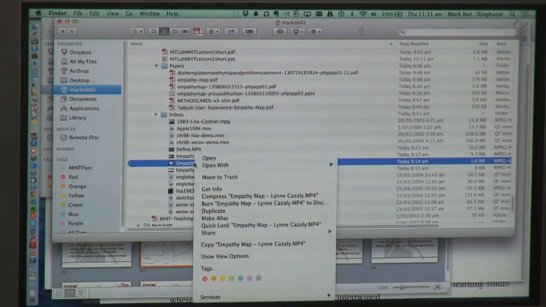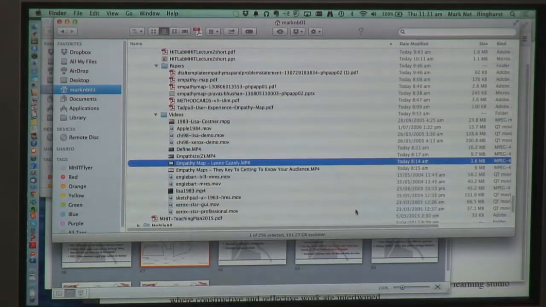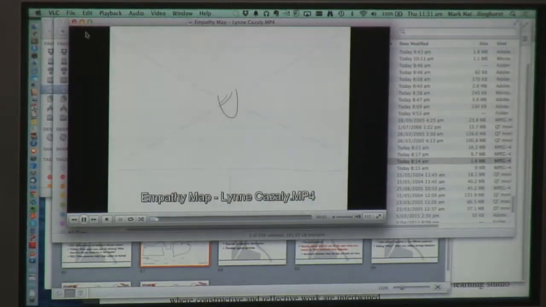It's this one. I think there's two. It's this one here. Oh no, not this one.